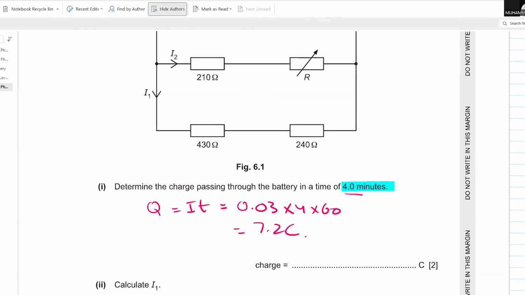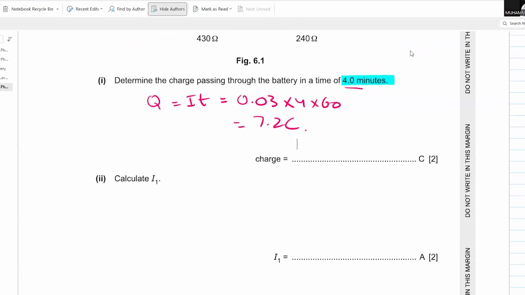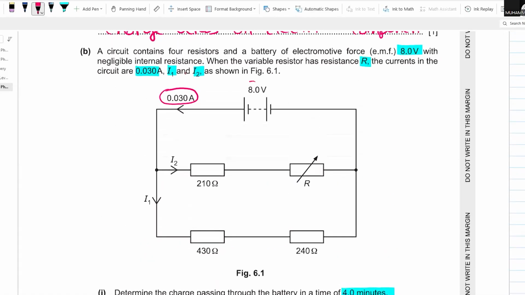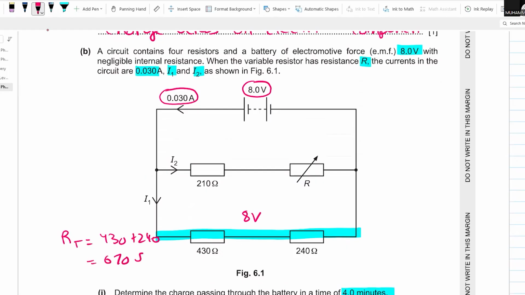Let's move ahead. You have to determine I1. आपने current I1 निकालना है. How will you do that? If you realize the battery has a voltage of 8, this parallel branch will have a voltage of 8 as well. What is the total resistance in this parallel branch? 430 plus 240. This comes out to be what? 670 ohms. This is your total resistance.